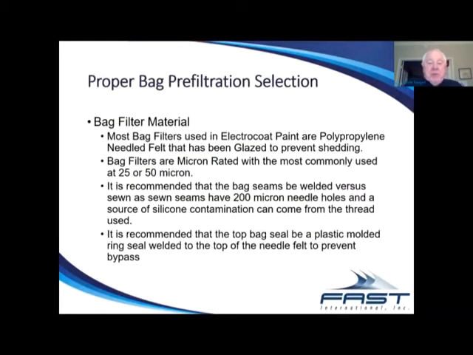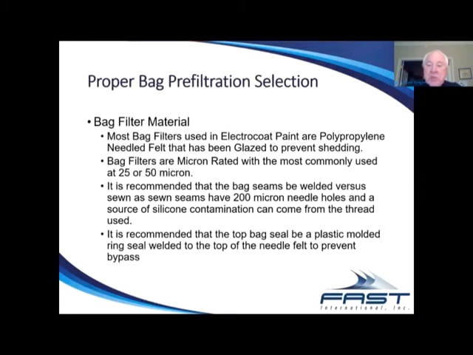How do we choose a bag filter? Most of the bags used in Electrocoat Paint are polypropylene needle felt that have been glazed. Glazing is a process where they heat the fibers on the outside of the bag so that they are fused together and then won't shed, because a needle felt is basically a staple fiber, which is a short length of fiber that is entangled with one another but can come off and shed and possibly cause problems. Glazing prevents that. Typically, the most commonly used bags in the E-coat market are 25 to 50 microns.